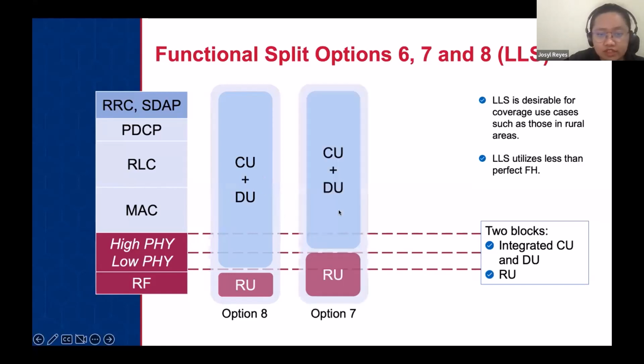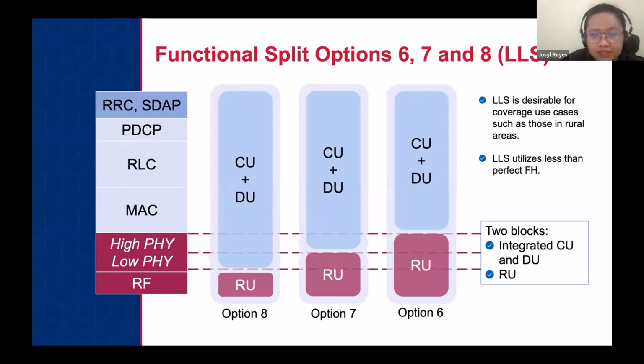Okay, option 7, as you can see, the physical layer is further subdivided into the low and the high PHY. And then here, still, you have an RU and the CU, DU. Option 6 here is the separation, the split between layer 1 and layer 2 of the OSI model. And still, now we have two blocks here. We have the integrated CU and DU plus the RU.